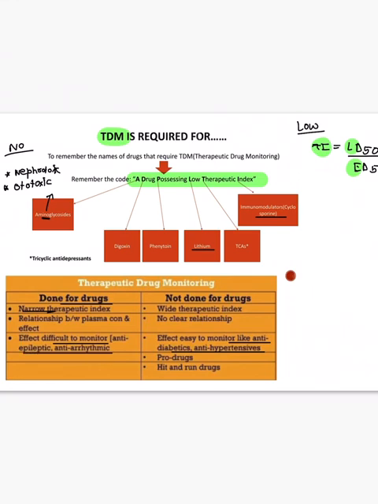So it is done for anti-epileptics. Every time taking an ECG is not possible. Every time checking the brain is not easy. So it's not done for prodrugs. Okay. What was the mnemonic for prodrugs? That was CCD sells coffee. Okay. So that is not done.